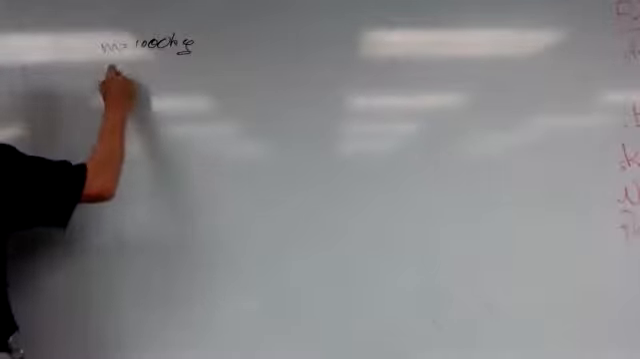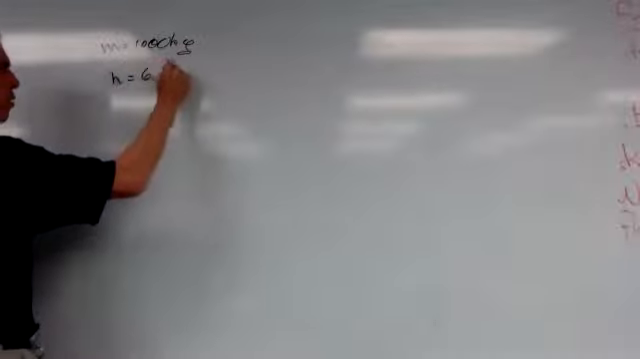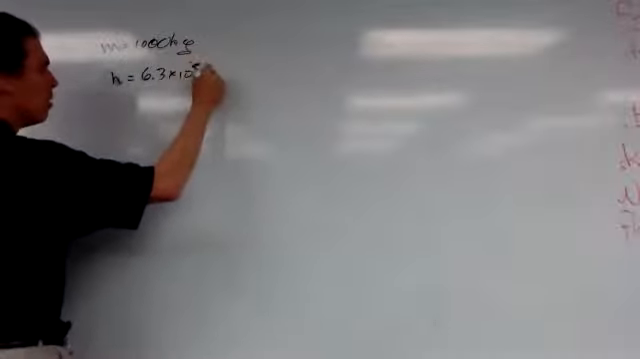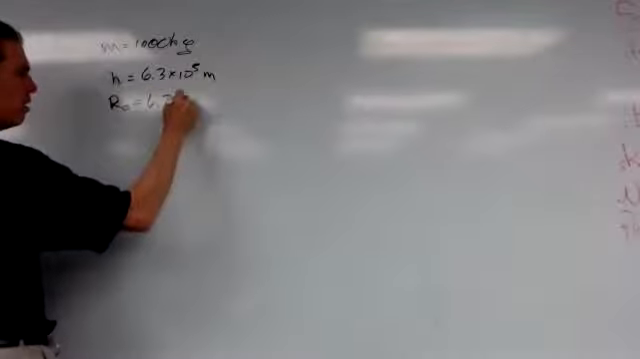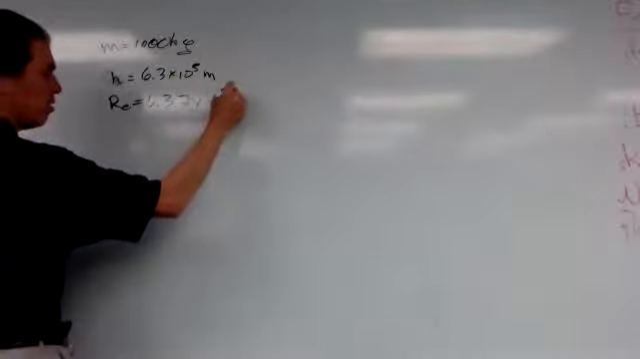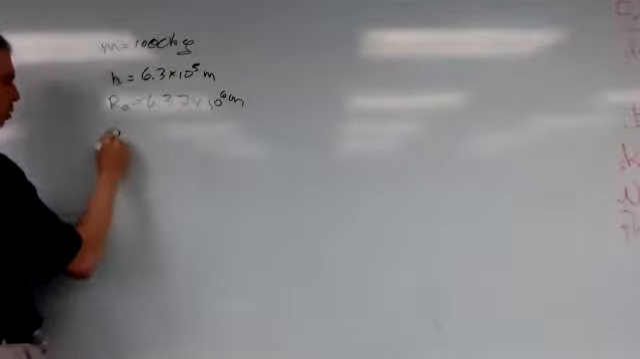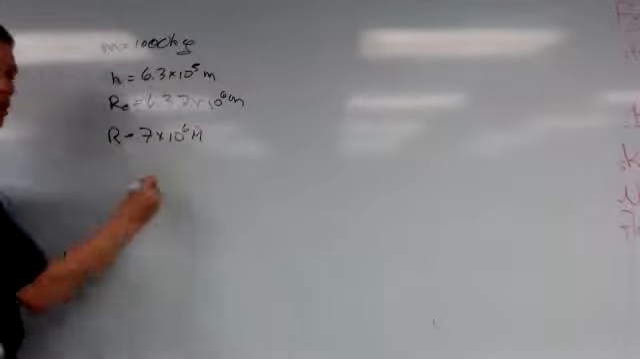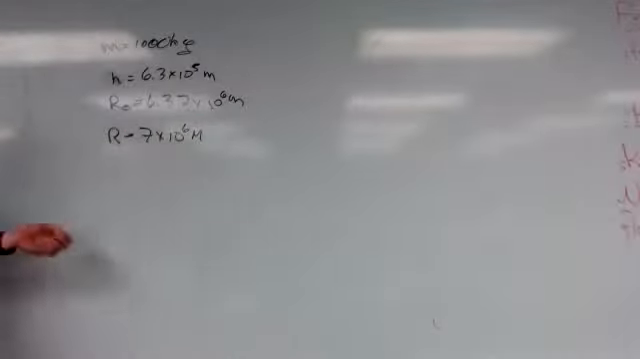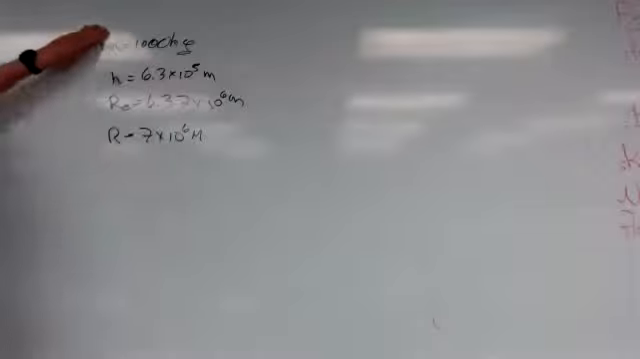It gives you a height, right? And the height is like 6.3 times 10 to the 5th meters. And then if you add the radius of the Earth, which is 6.37 times 10 to the 6 meters, you get the orbital radius of the satellite is 7 times 10 to the 6 meters. Is that where we're at? And then so now what do I do with that? You can ask me any of the questions.